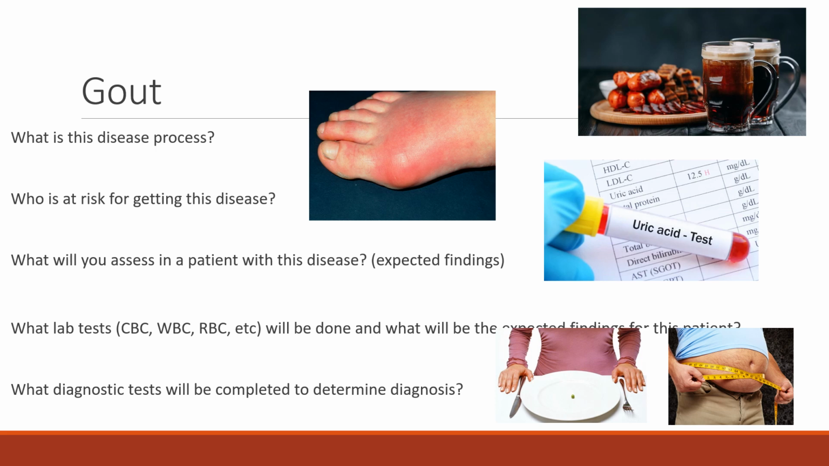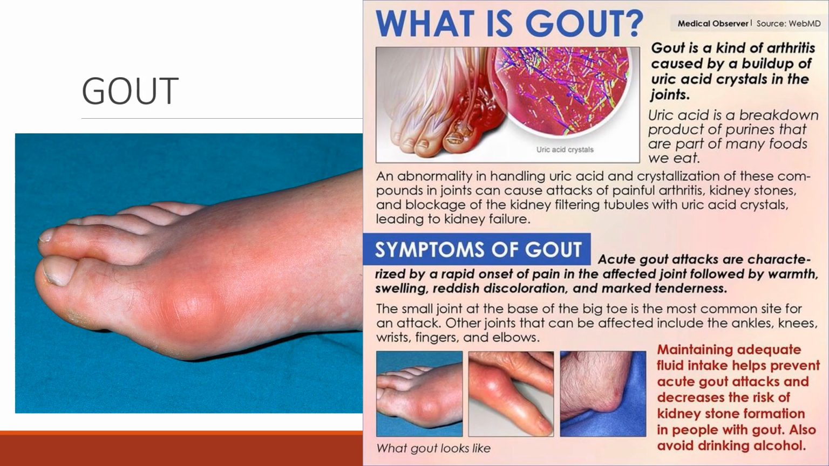So let's look at this next. This kind of just describes what gout is, what causes the buildup of breakdown products of purines that are part of many foods that we eat. This is just the body's way of not being able to handle it correctly. And so then it goes to your nice big toe here. You can see here it says, cause attacks of painful arthritis, kidney stones, and blockage of the kidney filtering tubules with uric acid crystals leading to kidney failure. So that's something else that we need to make sure that we assess in our patients, right? They have gout.